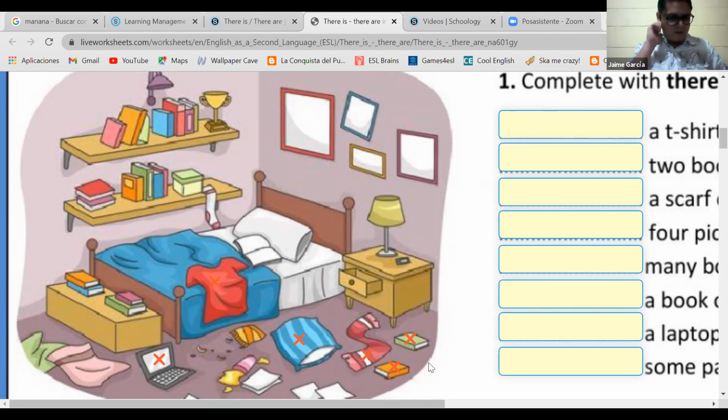Israel, activate your microphone, please. There are two lamps in your bedroom. There are two lamps in the bedroom. One and the other. Ah, this one. Okay, all right, good job.